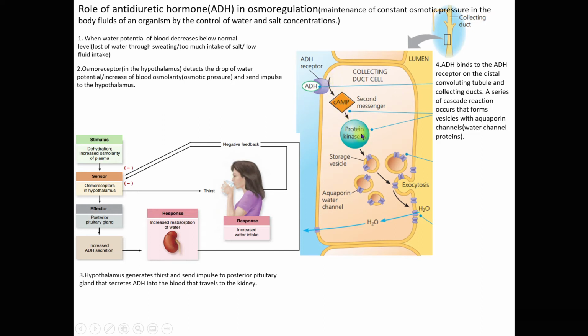This series of cascade reactions occurs inside the tubular cells, as well as in the collecting duct cells. This cascade reaction will form vesicles. You can see these vesicles, or to be more precise, storage vesicles that have aquaporin channels. So these are the aquaporin channels.